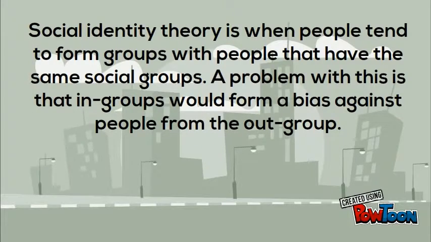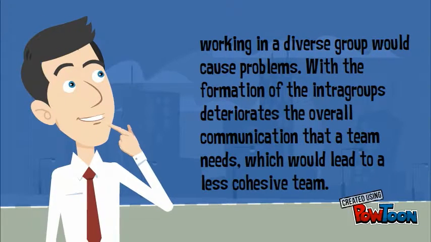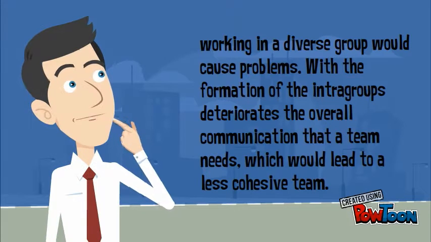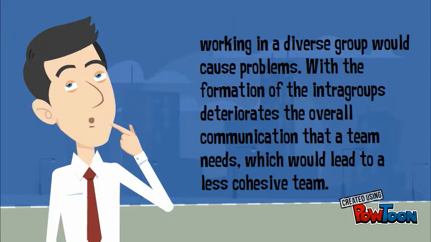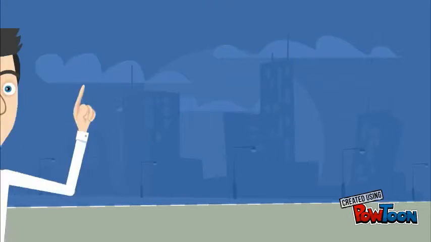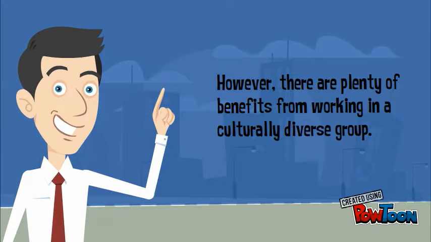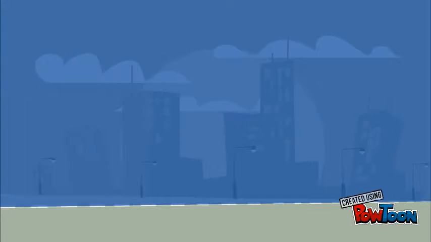Social identity theory is when people tend to form groups with people that have the same social groups. A problem with this is that in-groups would form a bias against people from the out-group. With that out of the way, we should point out how working in a diverse group would cause problems. The formation of intragroups deteriorates the overall communication that a team needs, which would lead to a less cohesive team. However, there are plenty of benefits from working in a culturally diverse group.